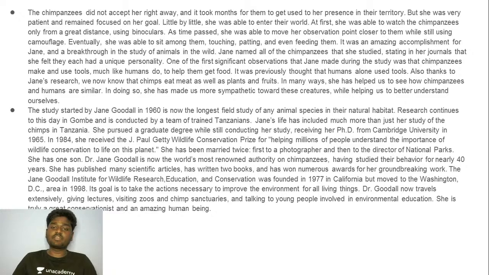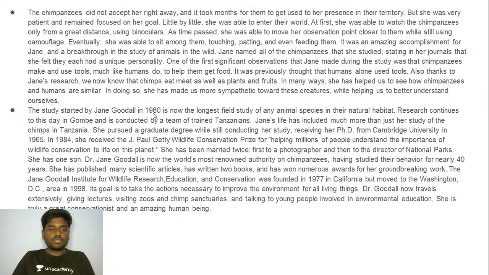One of the first significant observations that Jane made during the study was that chimpanzees make and use tools, much like humans do, to help them get food. It was previously thought humans alone use tools. Also, thanks to Jane's research, we know that chimps eat meat as well as plants and fruits. In many ways, she has helped us see how chimpanzees and humans are similar. In doing so, she has made us more sympathetic towards these creatures while helping us to better understand ourselves.